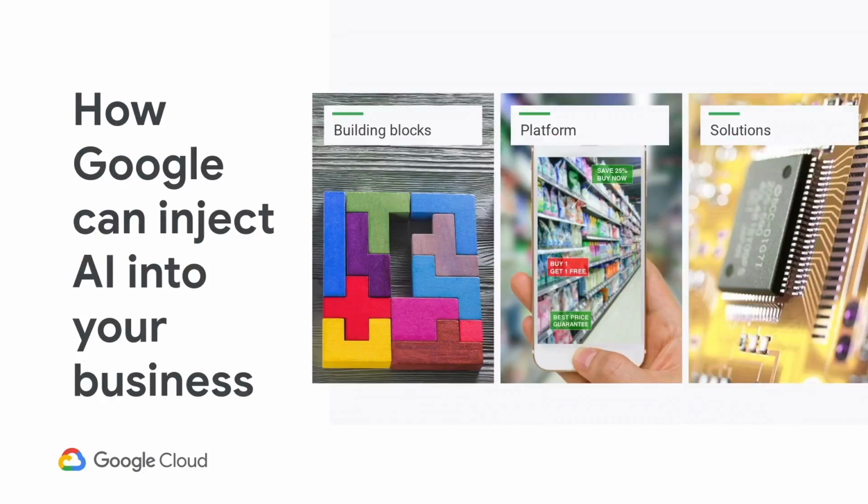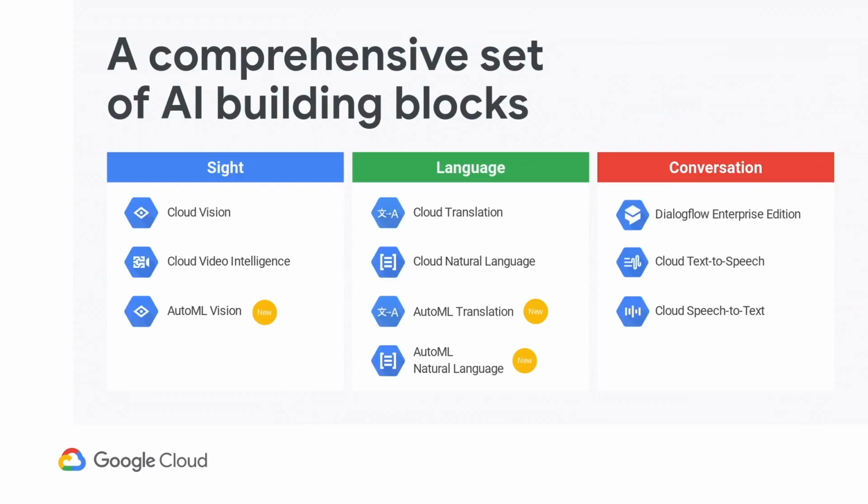Next is, how can Google inject AI into your business strategy? There's a few different ways that we can help you with this. Firstly is the building blocks. Google has a lot of different building blocks that we can help you build this strategy, so we'll talk about that. Next, of course, is the platform. As we mentioned, it really is a vast platform for you to be able to not only build the models, but be able to host the models. And then finally, our solution and ecosystem.